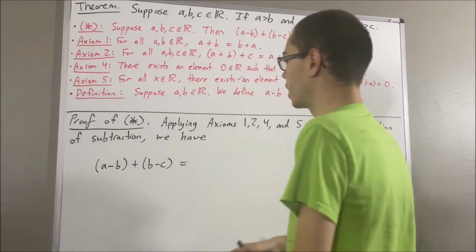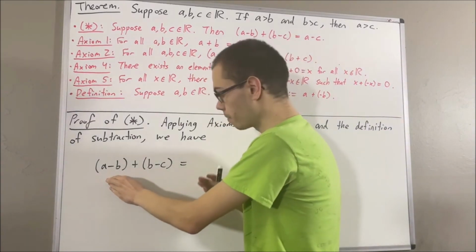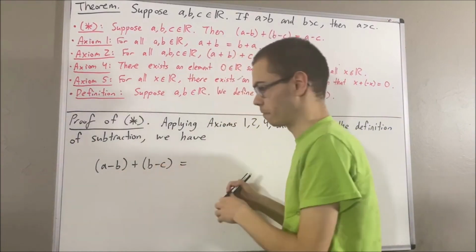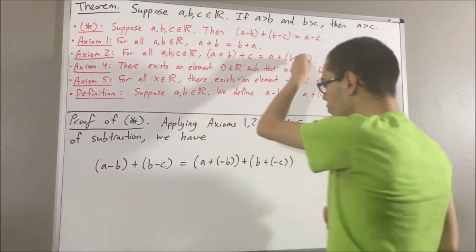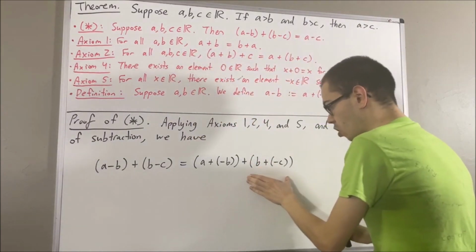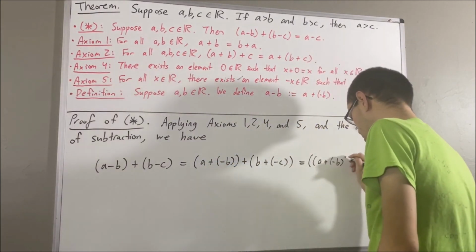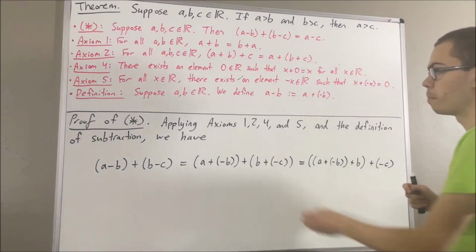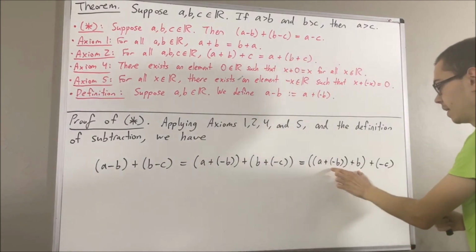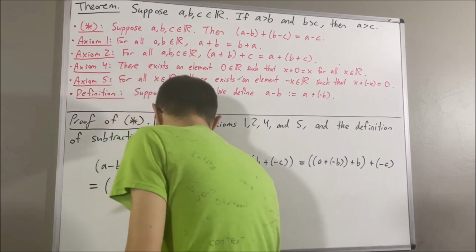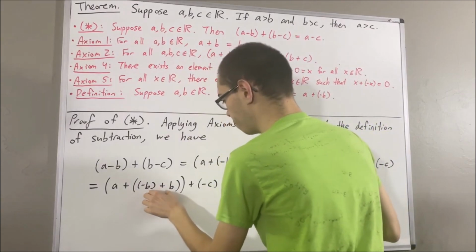First of all, applying the definition of subtraction, we have A minus B equals A plus the negative of B, and B minus C equals B plus the negative of C. And then, applying axiom 2, we can move these parentheses around A plus the negative B plus B. And then, applying axiom 2 again, we can move the inner parentheses around negative B plus B. And then, applying axiom 1, we can swap negative B and B.